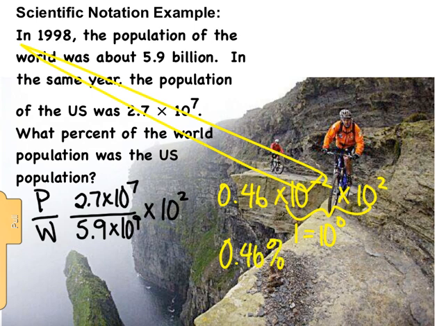Okay, so when we divide, we get that 0.46 times 10 to the negative 2nd, and to put it into a percentage, we multiply by that 100, which cancels out those powers of 10 that we had, and we end up with just 0.46%. Less than half a percentage point was the U.S. population versus the world population in 1998.